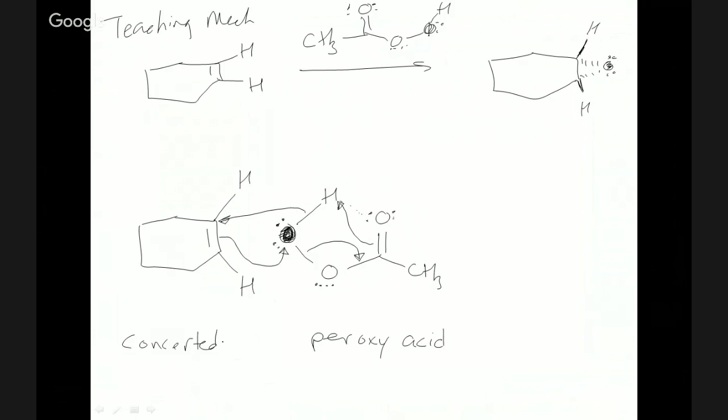And all of this happens, and we get transfer to form the epoxide. So these pi electrons on the alkene are attacking the oxygen. At the same time, these electrons are attacking that carbon, and then all this is happening. This is leaving, and it's going to pick up that hydrogen, and here's our byproduct, acetic acid.